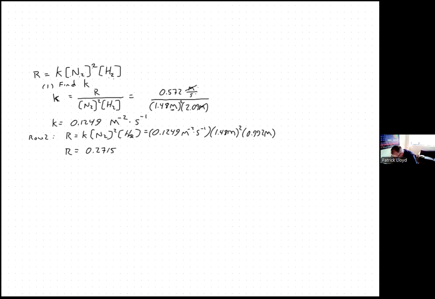M to the minus 2 times M to the plus 2 cancels. So you're left with M divided by seconds, so M times seconds to the minus 1. Now, they only asked for 3 significant digits. This last fourth digit is 5 or greater, so we're going to round this up to a 2. Oops, sorry, that's just M, not M to the minus 1. And then times s to the minus 1. Okay, so now I've rounded the answer.